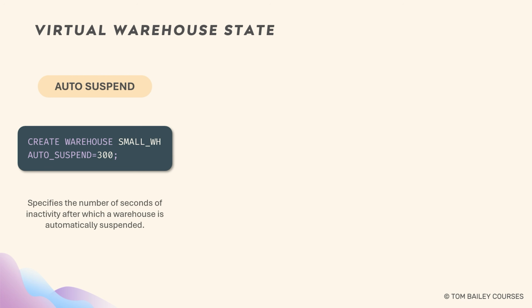The first is auto-suspend. Auto-suspend specifies the number of seconds of inactivity, so not having any queries using it, after which a warehouse is automatically suspended. By default, when creating a warehouse, auto-suspend is enabled and is set to 600 seconds, so 10 minutes of inactivity. It might be tempting to set this as low as possible at any opportunity to avoid paying for compute when it's not required. However, there's a few caveats to bear in mind.